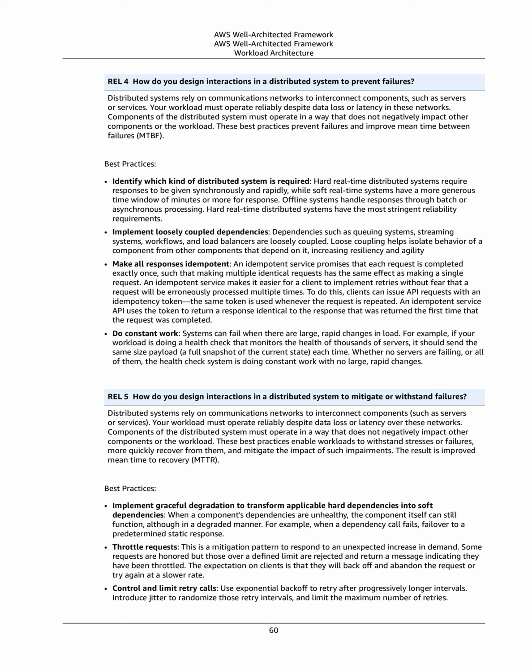Rel 5. How do you design interactions in a distributed system to mitigate or withstand failures? Distributed systems rely on communications networks to interconnect components, such as servers or services. Your workload must operate reliably despite data loss or latency over these networks. Components of the distributed system must operate in a way that does not negatively impact other components or the workload. These best practices enable workloads to withstand stresses or failures, more quickly recover from them, and mitigate the impact of such impairments. The result is improved mean time to recovery, MTTR.